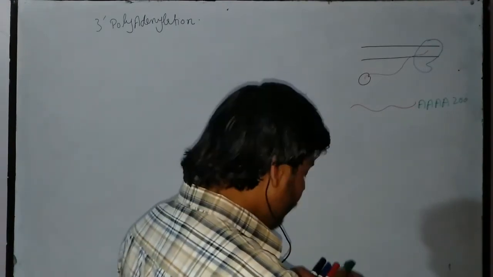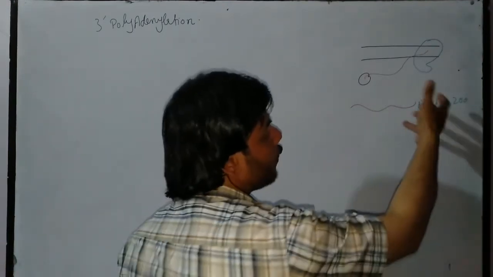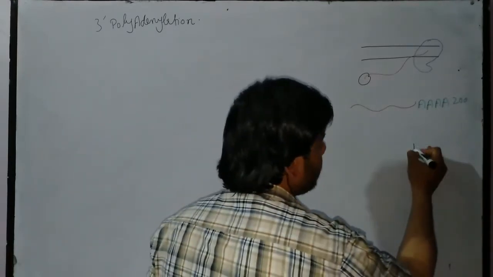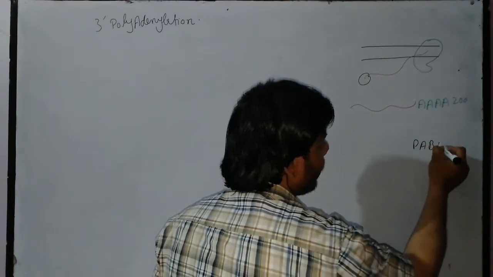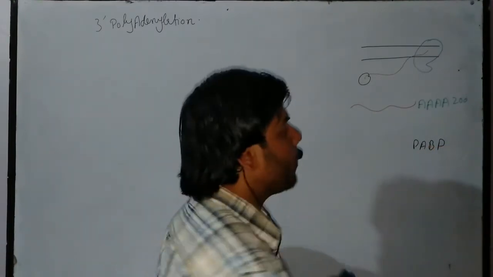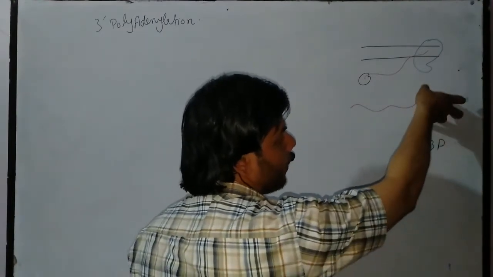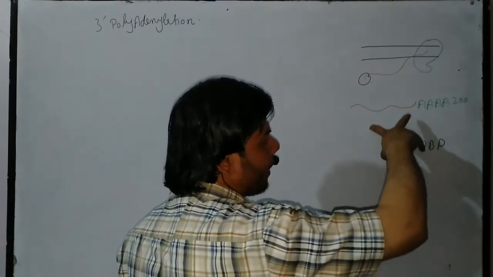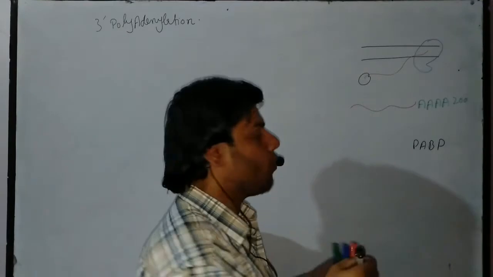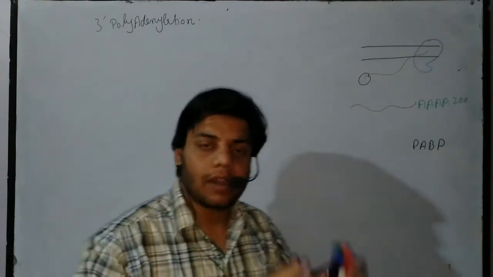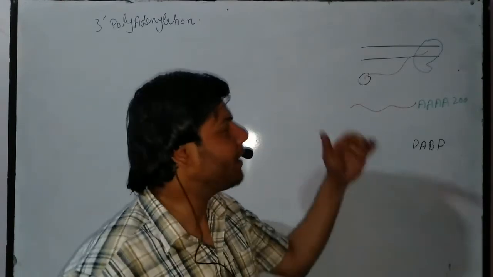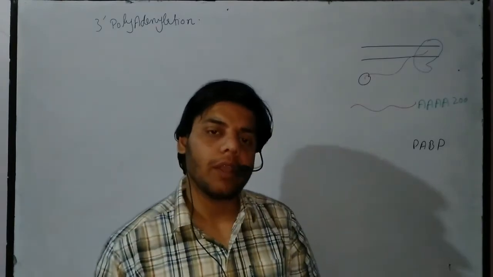After that, we have another protein, PABP, polyadenylate binding protein, which will bind to this specific area and make the RNA structure circular. So after that, the RNA becomes circular in form. This is a little bit of an idea about the 3' polyadenylation.